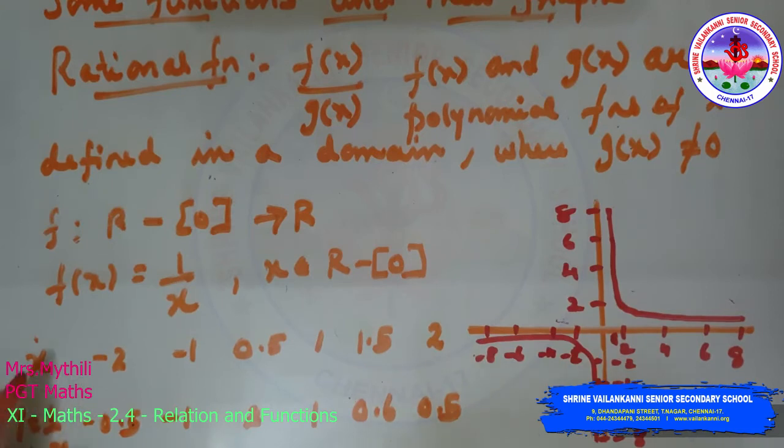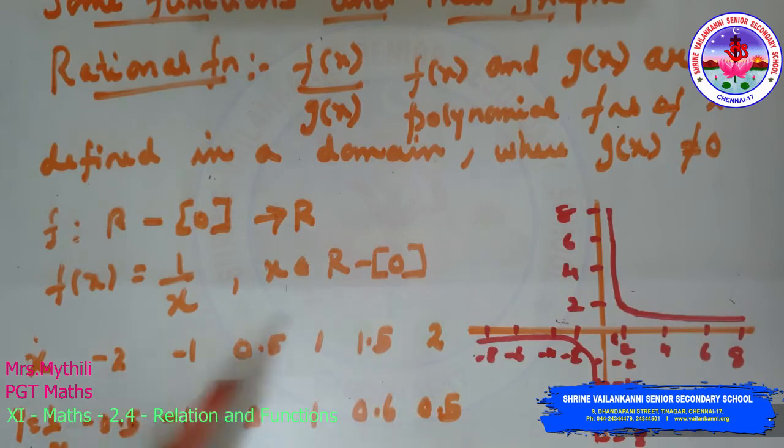Let's take values of x as minus 2, minus 1, 0.5, 1, 1.5, 2, without taking the value 0. And y is 1 by x. When x is minus 2, y is minus 0.5. When x is minus 1, y is minus 1, etc. When x is 2, y is 0.5. Plotting these points in a graph, we get a rational function. The domain is all real numbers except 0, and the range is also all real numbers except 0.